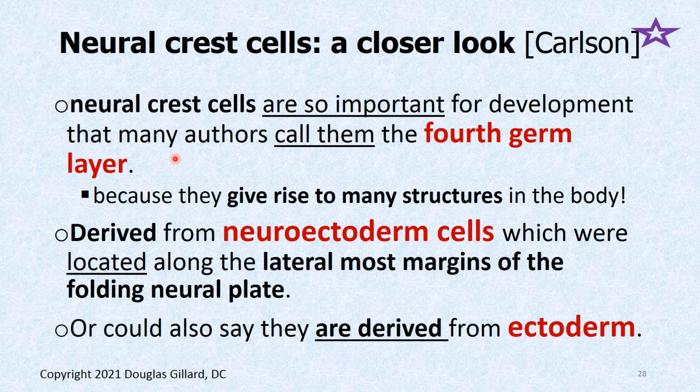Now, here's an easy question, or maybe not so easy. What were neural crest cells derived from? What does that even mean, derived? What was their parent tissue? Well, there are two ways to answer. At the very basic level, they came from ectoderm. So neural crest cells were derived from ectoderm. If you want to get more specific, where they really came from is neuroectoderm cells. So you could see either type of question depending on how deep it is. Neural crest cells were derived from neuroectoderm or ectoderm.